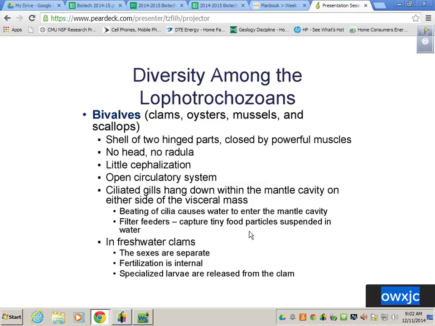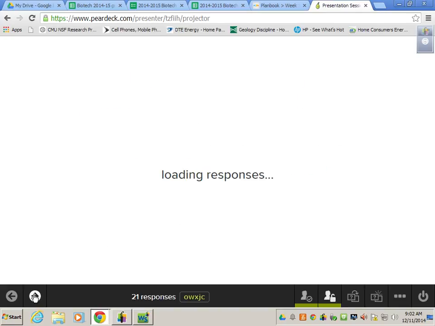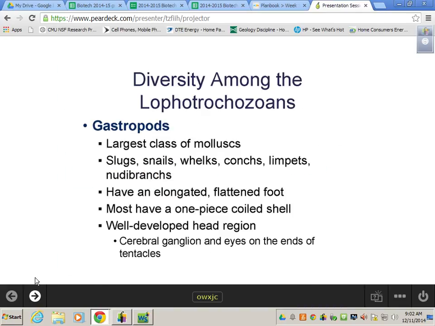All right, so in freshwater clams, yes, we do have clams in Michigan, the sexes are separate. The fertilization is internal, and the specialized larvae are released from the clam. I've never seen this done. I might actually have to look for it. I've never seen a clam have progeny, but they must, right? So, see if there's a YouTube video out there. Yes, clams having babies.